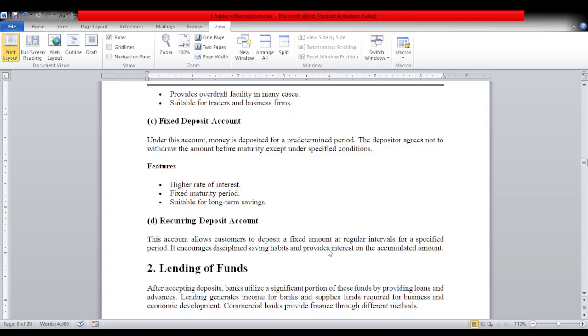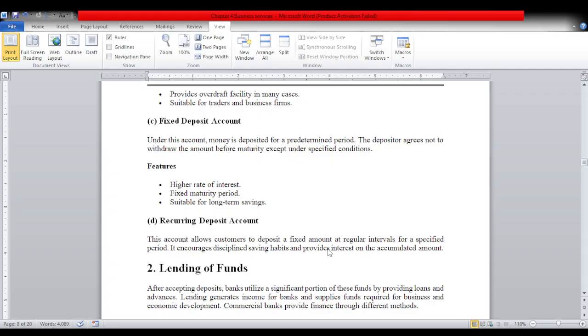Features of this fixed deposit account: it will definitely earn a higher rate of interest. It will have a fixed maturity period and be suitable for long-term saving, because as the name suggests, this account is a fixed deposit. This account holds a fixed deposit for a long period of time, say 5 years, 10 years, or 15 years, and definitely it will earn a high rate of interest.